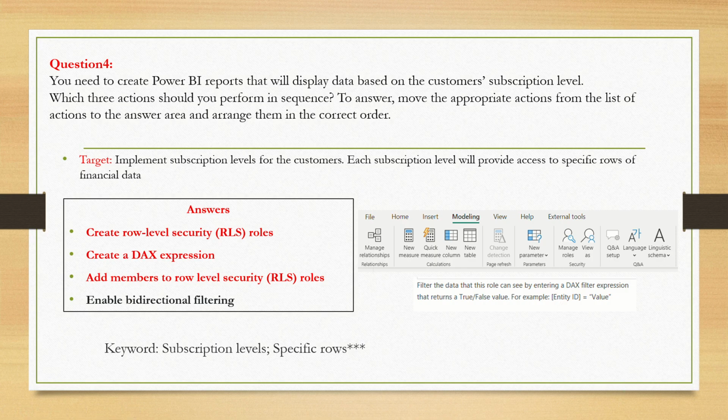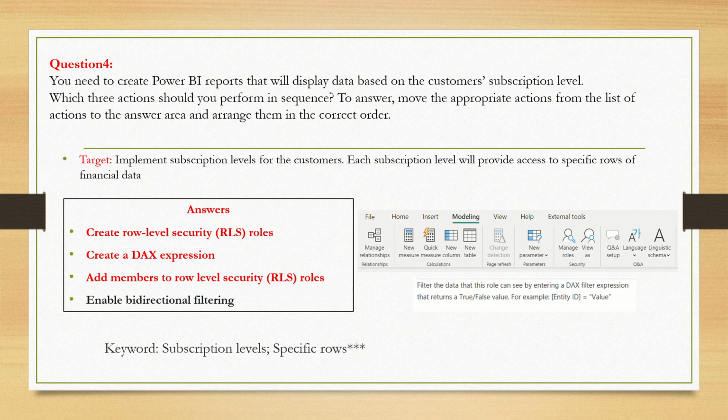Modeling, you go to the modeling tab in the Power BI Desktop. When you click on it, then you find manage roles. When you click on manage roles, it opens another interface where you have your roles, you have the tables, and then you have another space where you can enter your DAX expression. So that takes us to create a DAX expression. When you create a DAX expression, then you can publish it to Power BI service, and in Power BI service you can add members to the row level security roles. But the first two steps need to be performed in your Power BI Desktop.